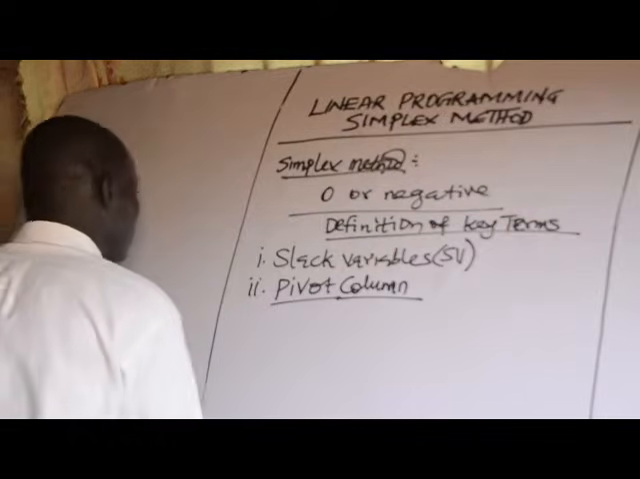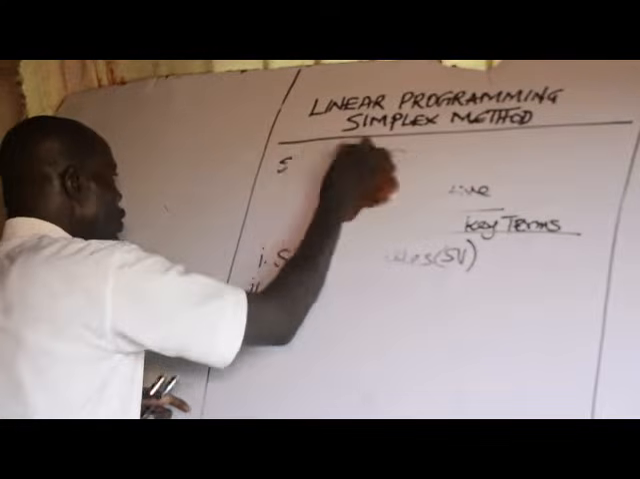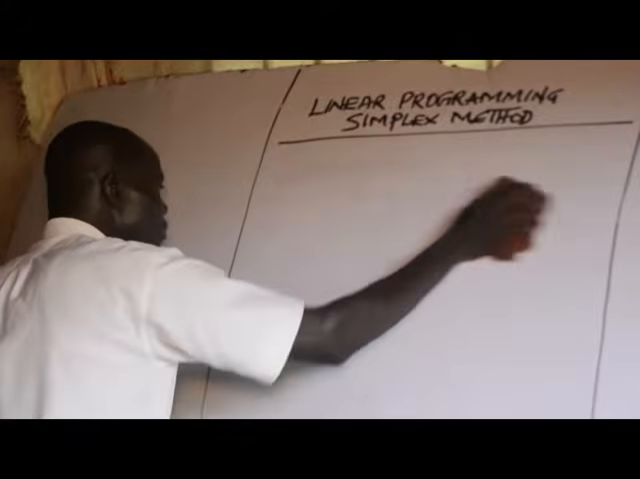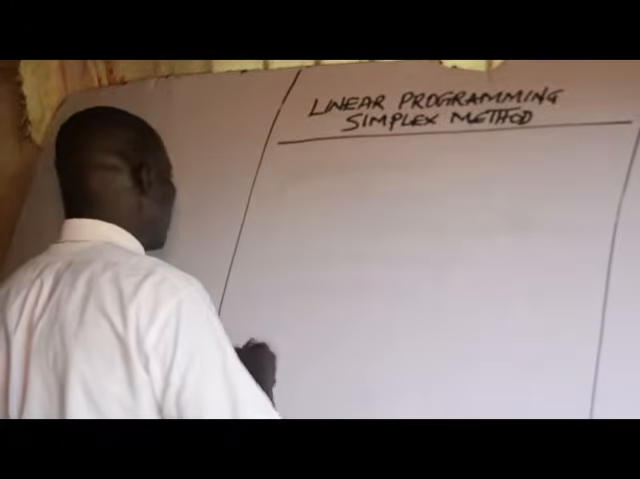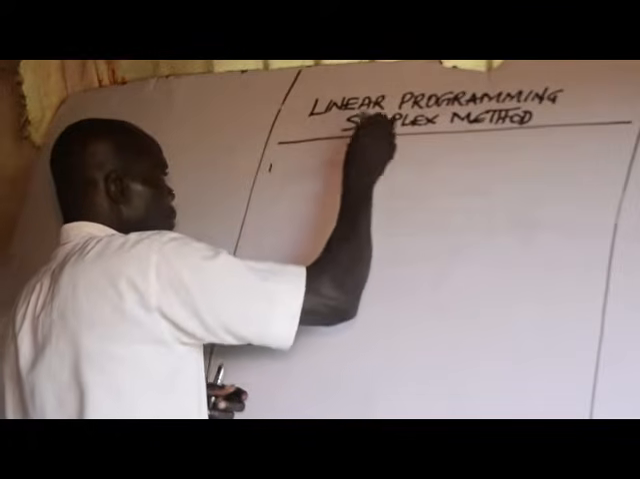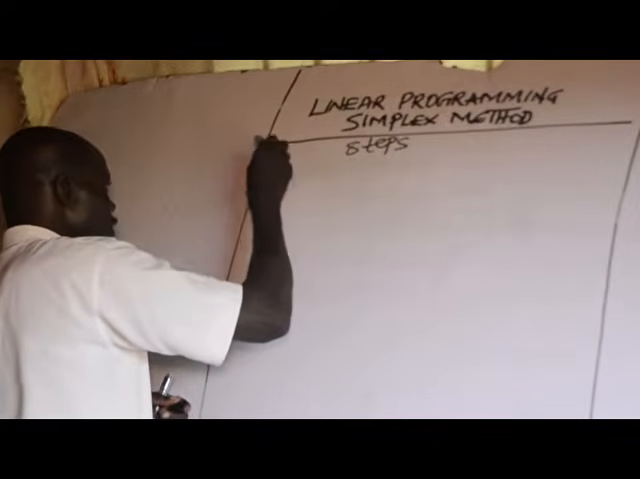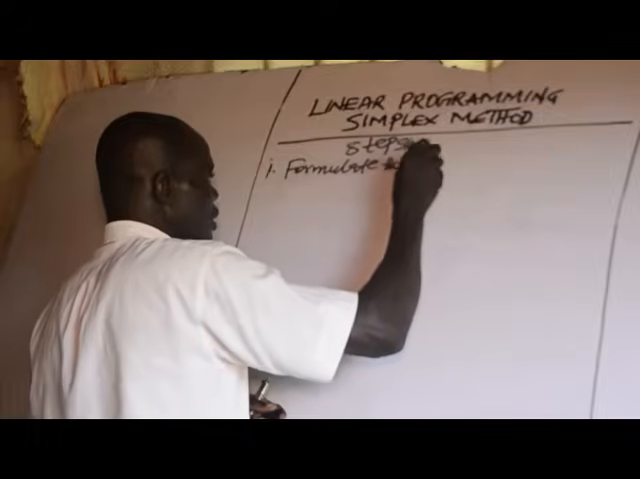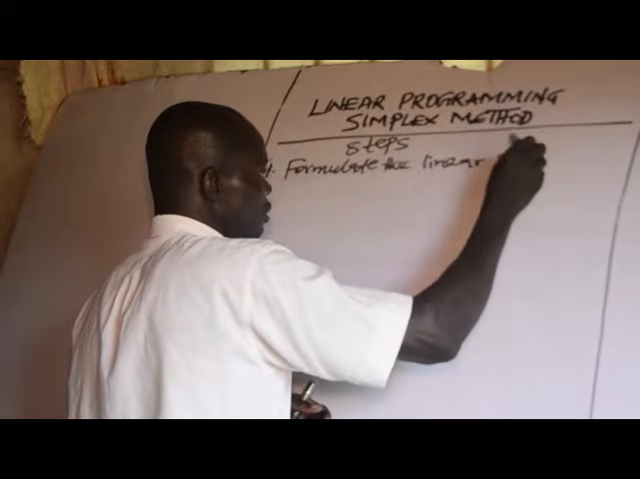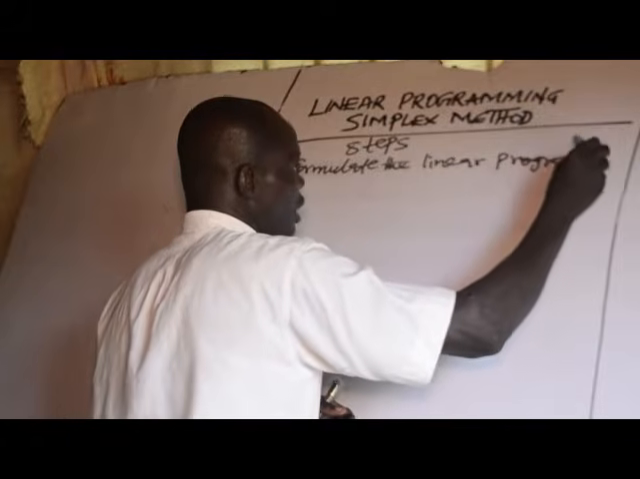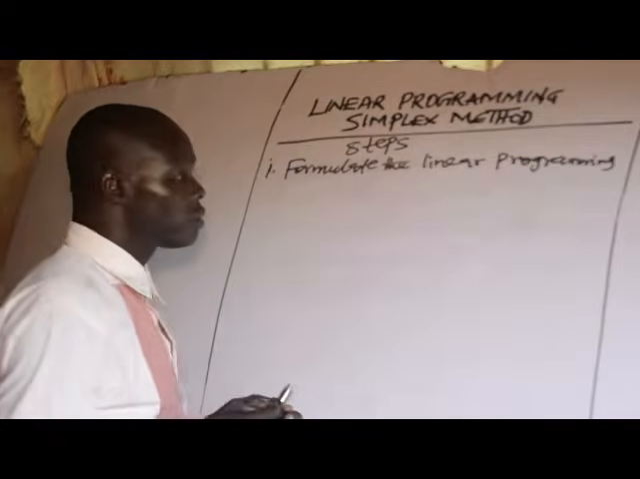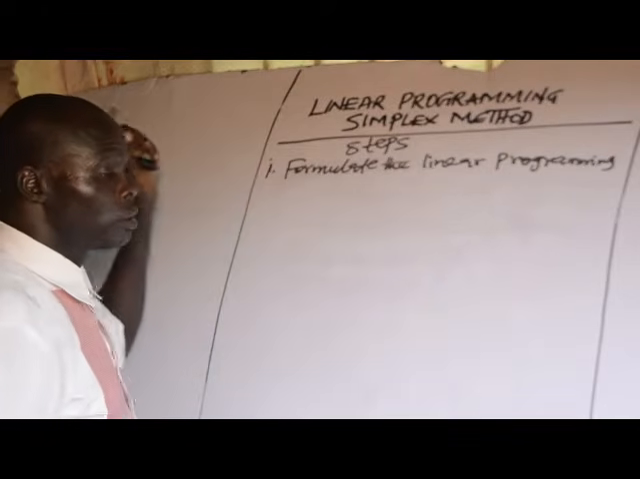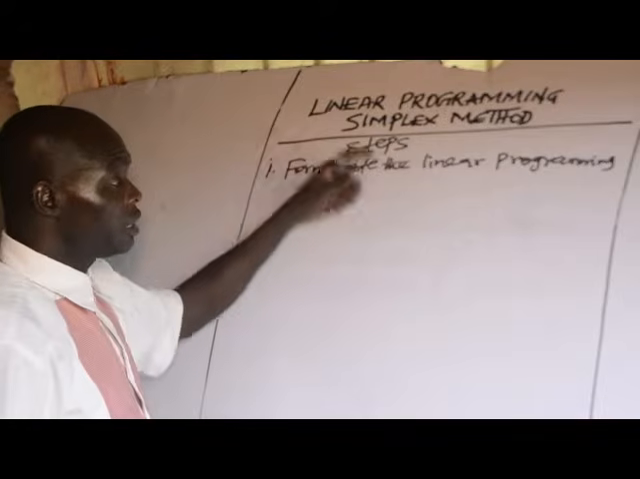What are the steps for solving linear programming using the Simplex method? Step number one: formulate the linear programming objective function and the constraints.